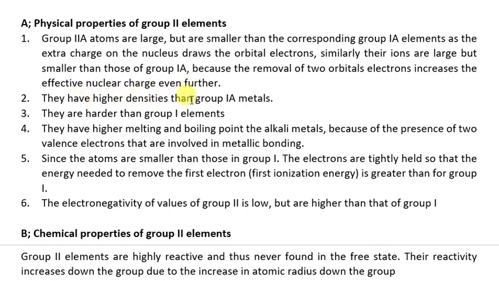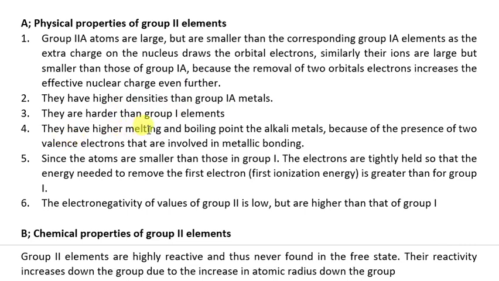They have higher density than group 1 metals. Hiyo ni kwa sababu ya stronger metallic bond inasababishwa na contribution of 2 electrons into the electron cloud, but also the smaller atomic size. Number 3, they are harder than group 1 elements. Again, the reason is metallic bond.